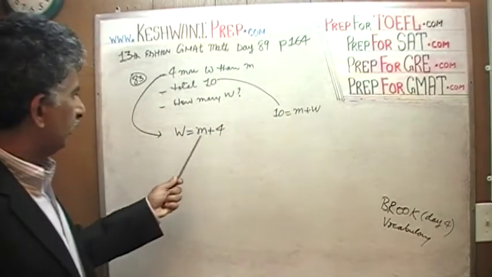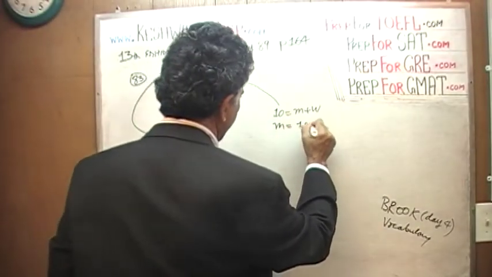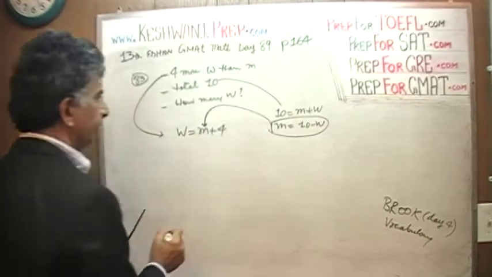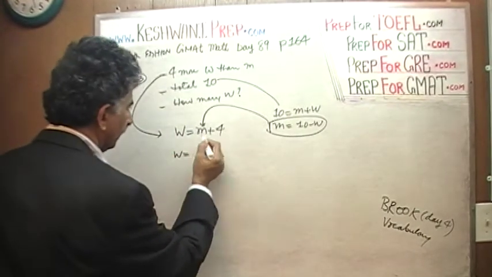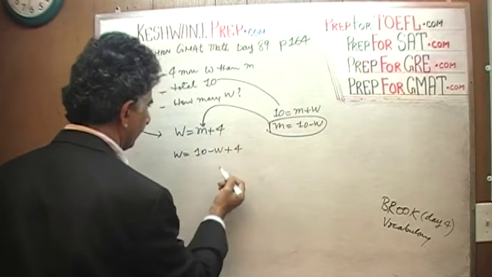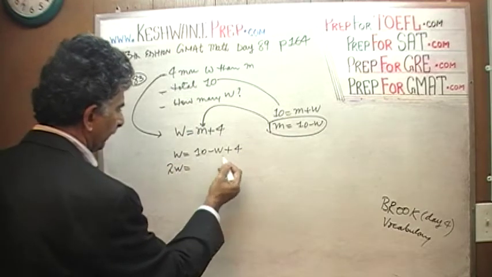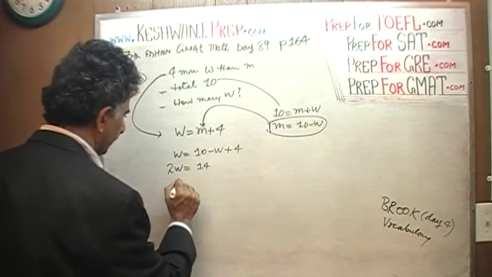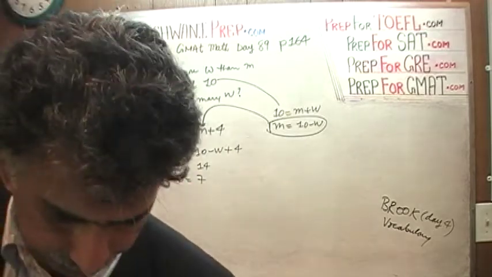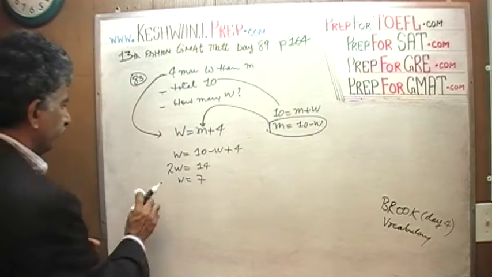Since we are interested in W, let's solve this equation for M. So M equals 10 minus W, and we're going to put it back in this equation. So W equals M, which is 10 minus W, plus a 4. Bring the W to this side. So 2W equals 10 plus 4, which is 14, and therefore W equals 7. That's it. Very straightforward. Let's do the next one, number 84.